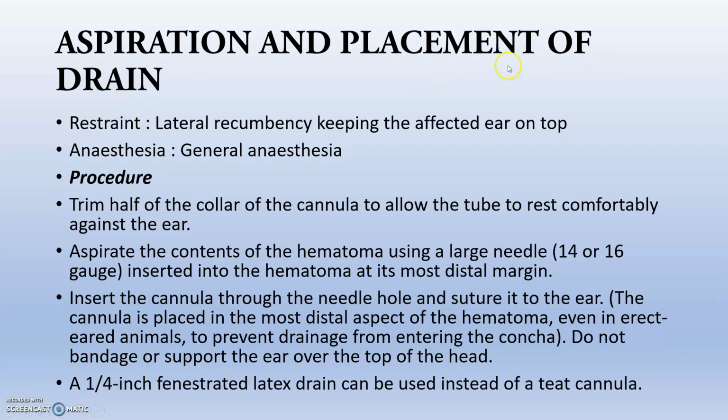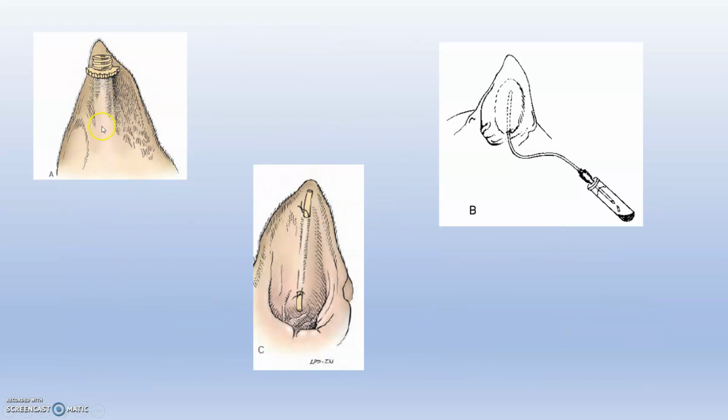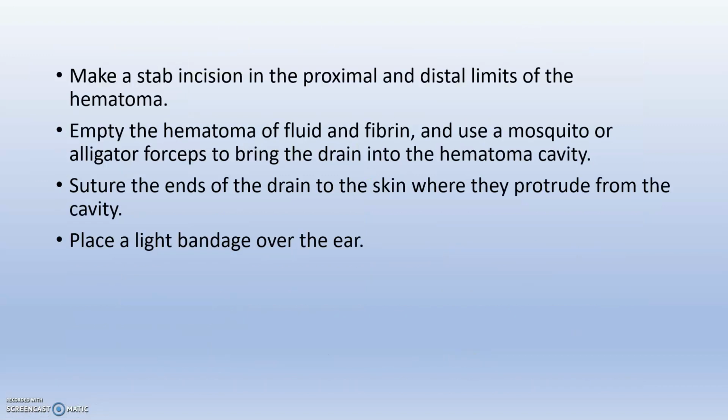Next is aspiration and placement of a drain. For this also we have to keep the animal in lateral recumbency under general anesthesia. The procedure is to trim half of the collar of the cannula to allow the tube. You can see, you will be completely draining it. Empty the hematoma of the fluid and fibrin and use a mosquito or alligator forceps to bring the drain into the hematoma cavity. Suture the ends of the drain to the skin where they protrude from the cavity.